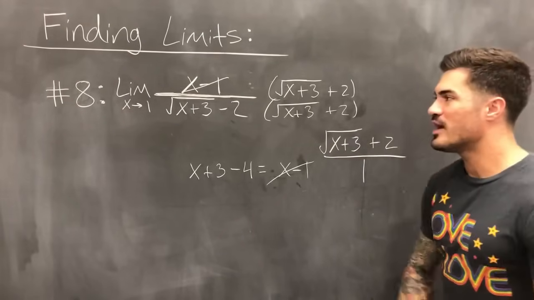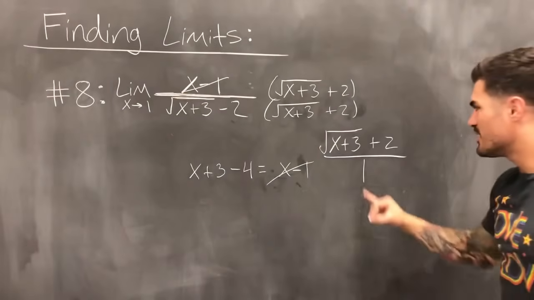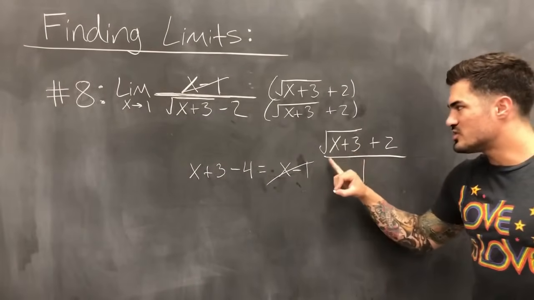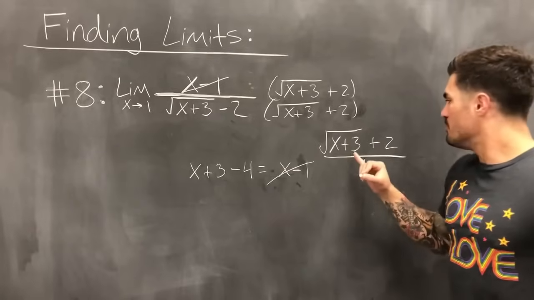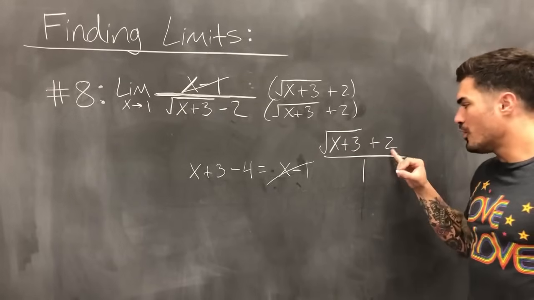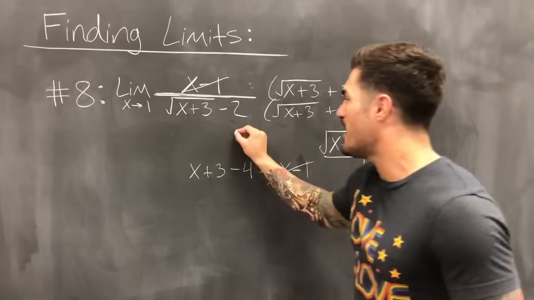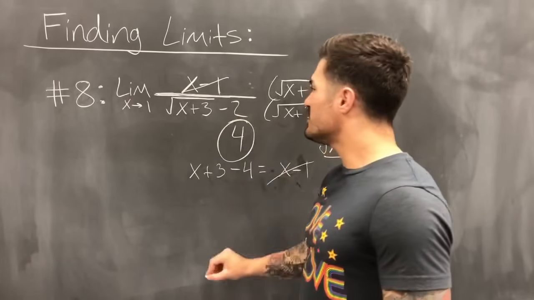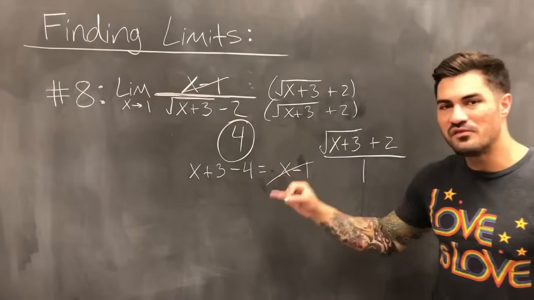plus 2. So now what happens when I plug 1 into my function? I get 1 plus 3, that's the square root of 4, that's 2. Plus 2 is 4 over 1. So I actually get 4 as my limit. So the limit as x approaches 1 equals 4.